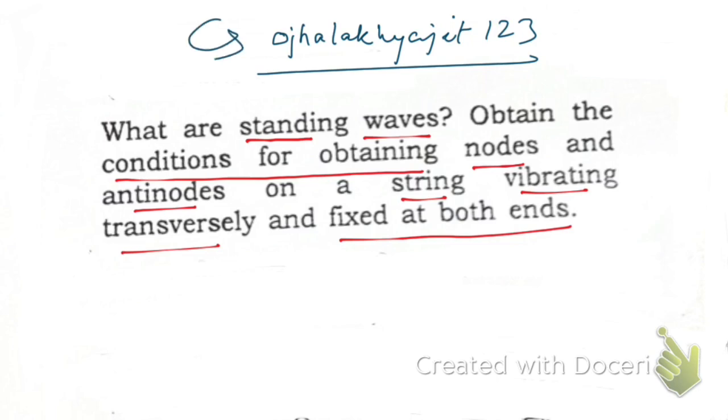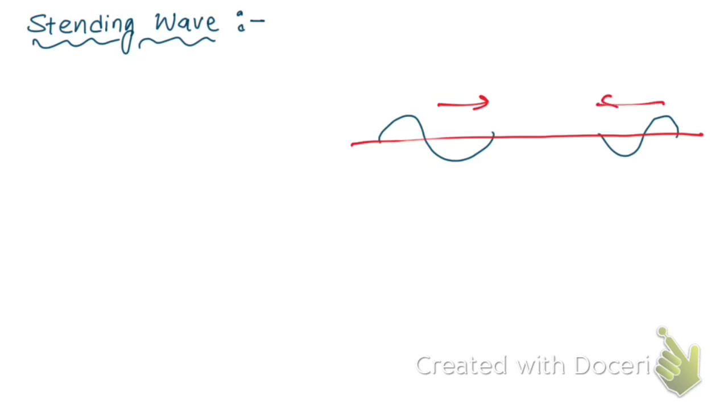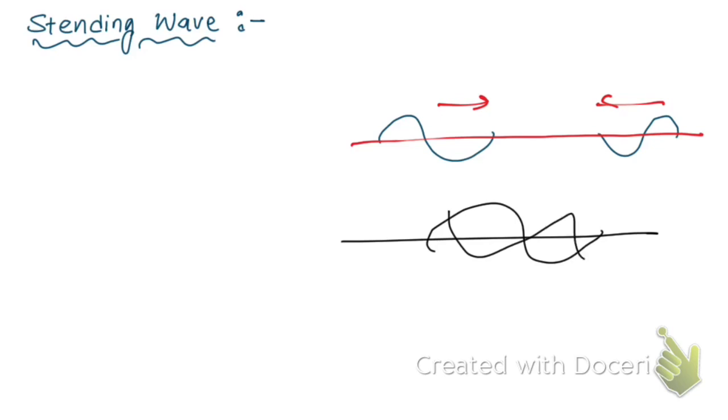So now let's start. Now you see two waves of the same kind are traveling in opposite directions but along the same straight line, having the same frequency, same wavelength, and same amplitude. Then due to the superposition of these two waves, a new set of waves will be formed, and those are called stationary waves or standing waves, right?